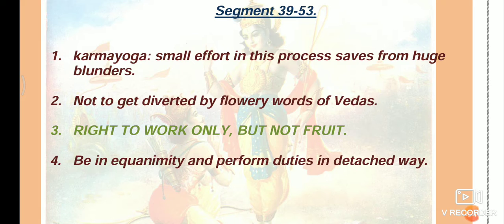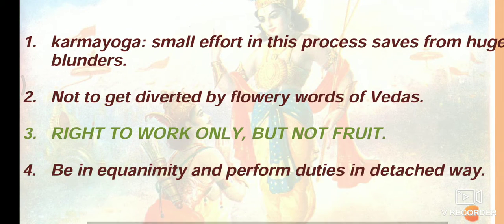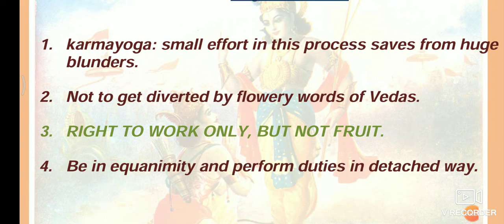The goal is the final goal, as I explained, which is different for various people. For a karmi it may be attaining his material goal, for a spiritualist it may be attaining Brahman, for a devotee it may be attaining his Lord's abode. So various people have various goals, but in that process they should not get diverted into the flowery ways. And finally the main principle of karma yoga is that every person has the right to work only, but he doesn't have any right to the fruit of it. That is the basic and final principle of karma yoga.